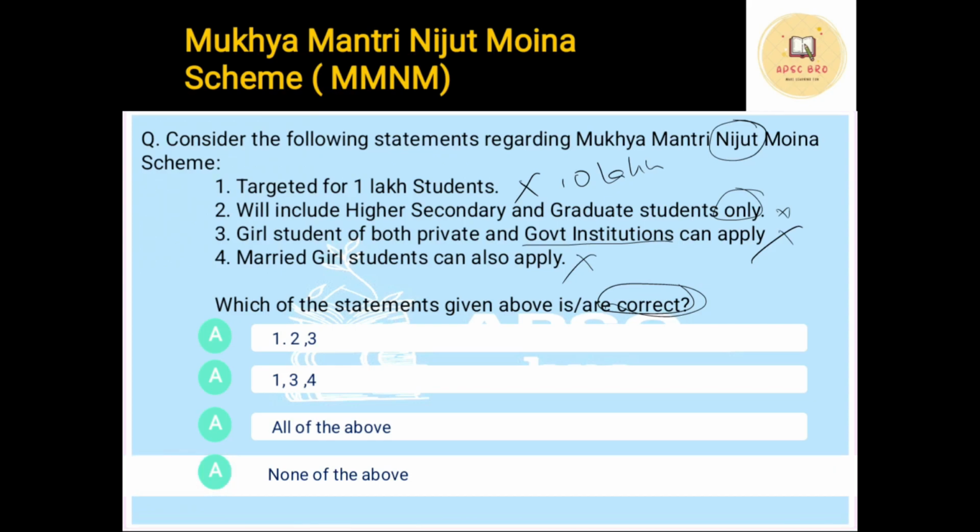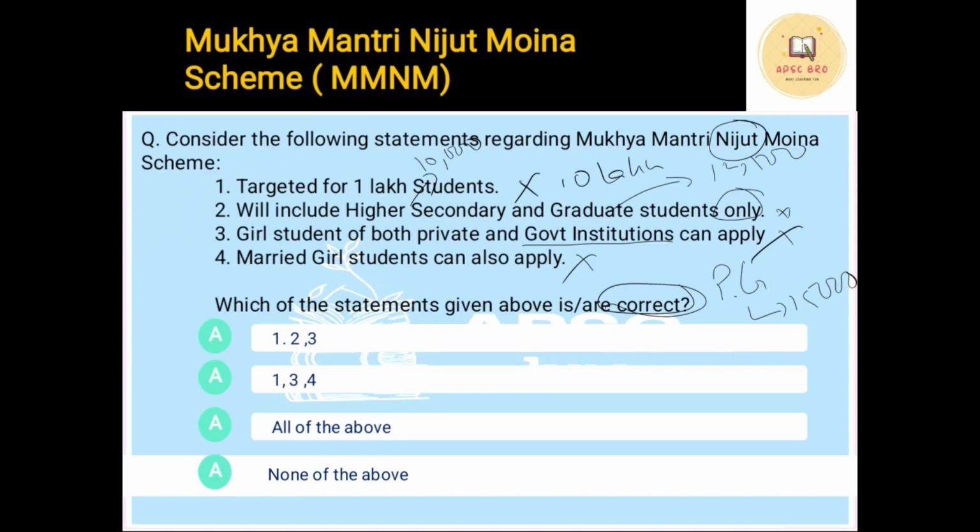Now, one more piece of additional information: in this scheme, the government will pay money to the girl students, and based on their level of education, the fund they get will be different. For a higher secondary student, it will be 10,000 rupees. For a graduate student, it will be 12,500 rupees. And for a postgraduate student, it will be 15,000 rupees. So this is all about the Nijut Moina scheme.